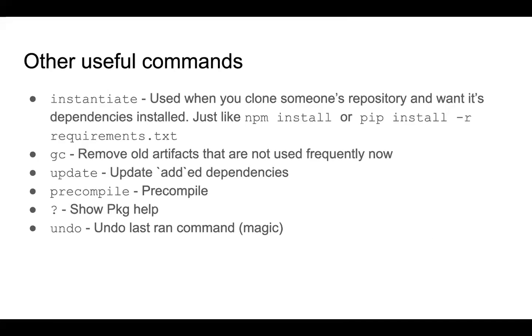Okay. Other useful commands that you have in PKG. So this is the instantiate command. When you clone someone's repository and want its dependencies installed, it is just like npm install or pip install -r requirements.txt. This is the first step you do when you clone a particular project. But if you do dev using the internal Julia dev ordinary defect, it will automatically do it for you.